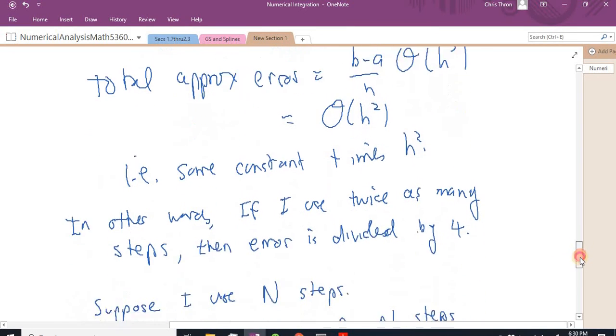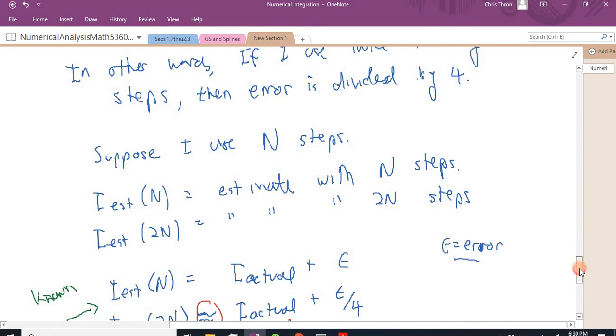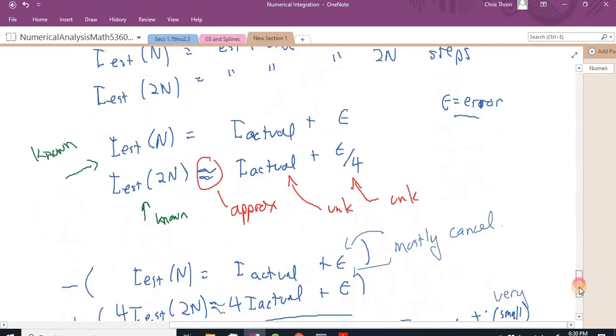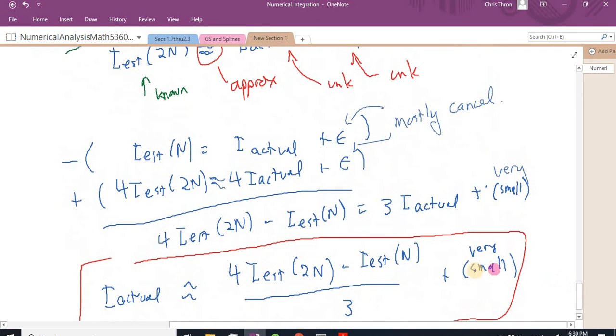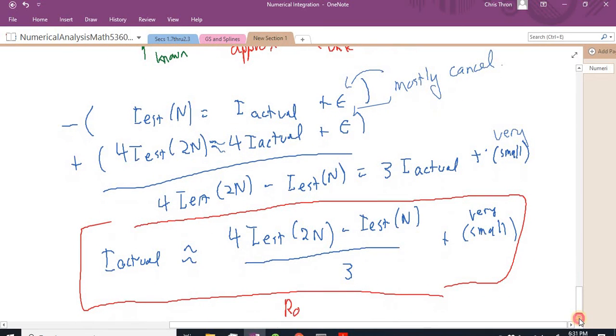But if you solve for the actual, don't you subtract small rather than add? Yes, that's right. I'm saying positive, very small, but it doesn't matter. It's something positive or negative. I don't care what the sign is. In fact, I don't even know if it's positive or negative here, so there's no point in keeping track of any signs.